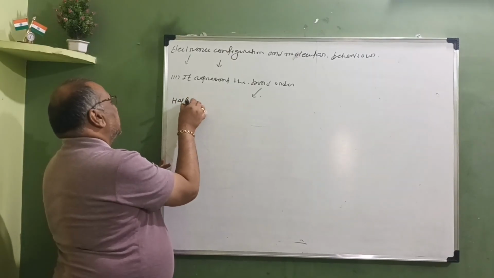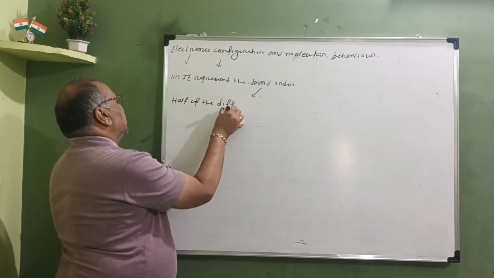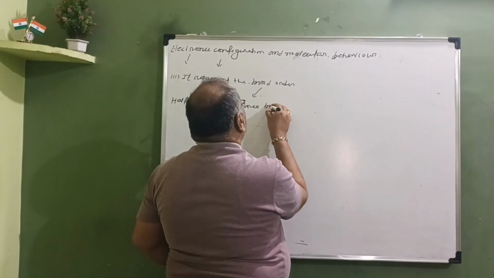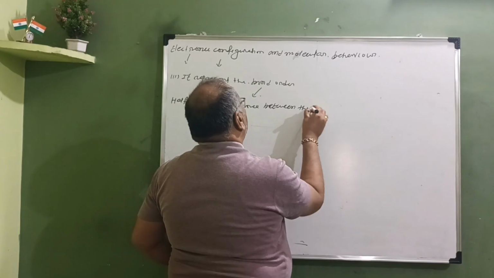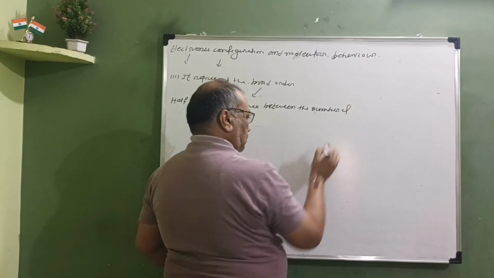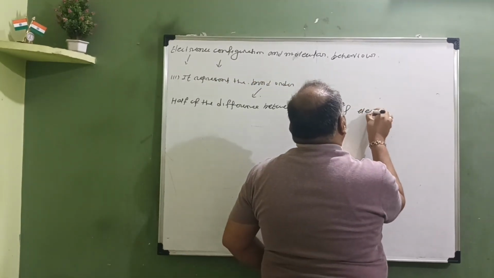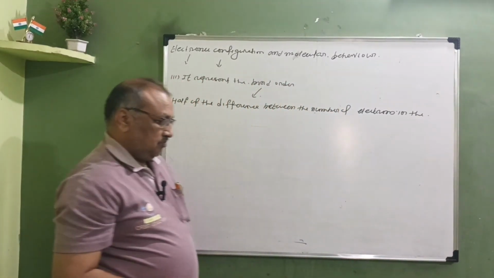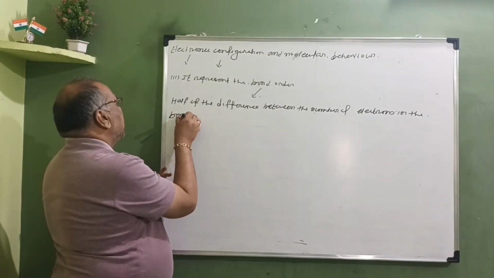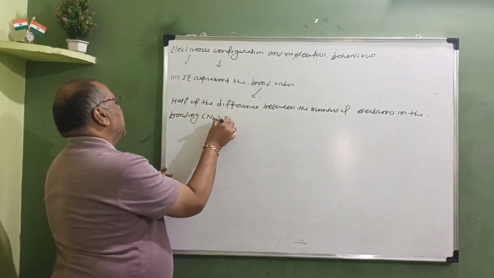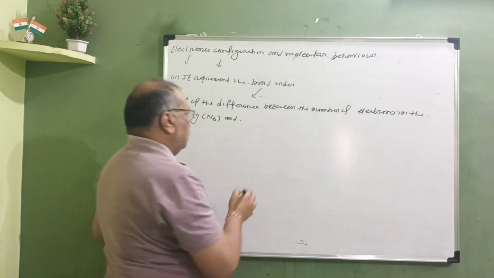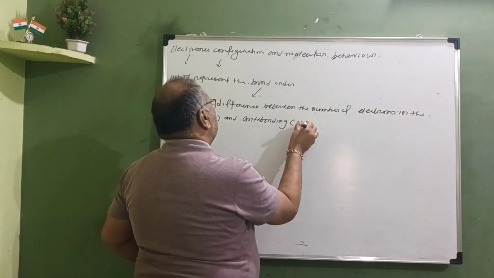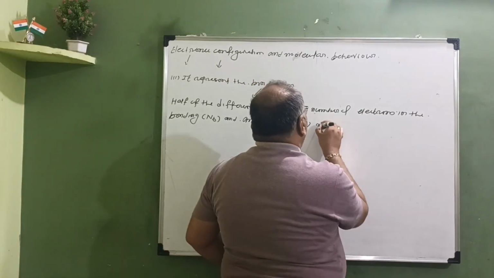Half of the difference between the number of electrons in the bonding, that means Nb, and anti-bonding, that is Na, molecular orbitals.